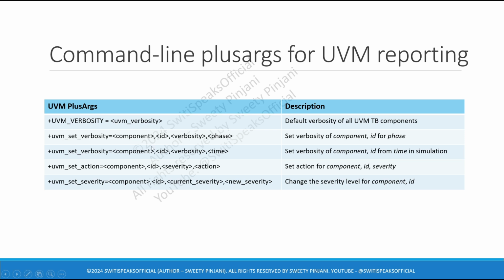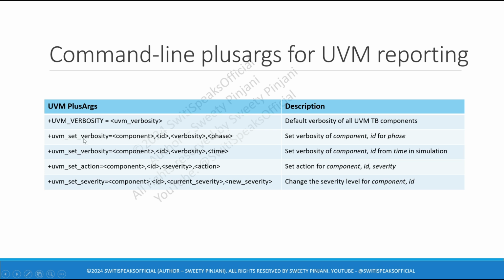What were the six verbosity levels which we had? One was UVM_NONE. Then we had UVM_LOW, UVM_MEDIUM, UVM_HIGH, UVM_FULL, UVM_DEBUG. You can set any of these verbosities here. +UVM_VERBOSITY, as the name says, you are setting the verbosity here. It sets the default verbosity for all your UVM testbench components. If you use this command line arg, it will set this default verbosity for all UVM testbench components. If you want most components at a particular verbosity level, use this, and then for some components you can add it using other plusargs.